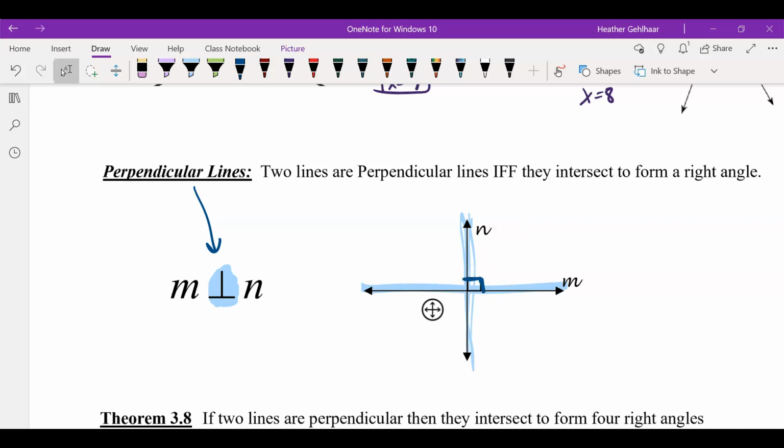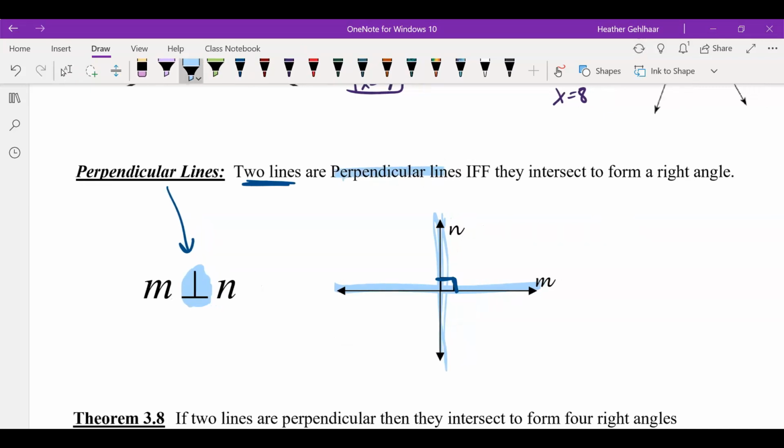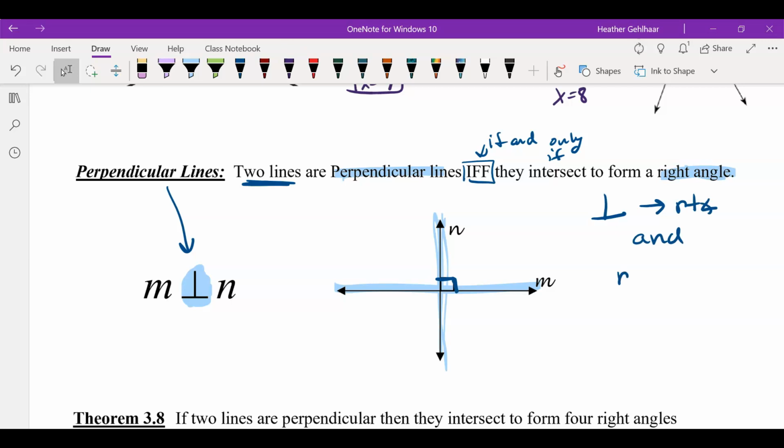So here we have, two lines are perpendicular if and only if they intersect and their intersection forms a right angle. And notice here is IFF, this is the if and only if. So that means we can say perpendicular lines implies right angles. Then we can also say right angles implies perpendicular lines.